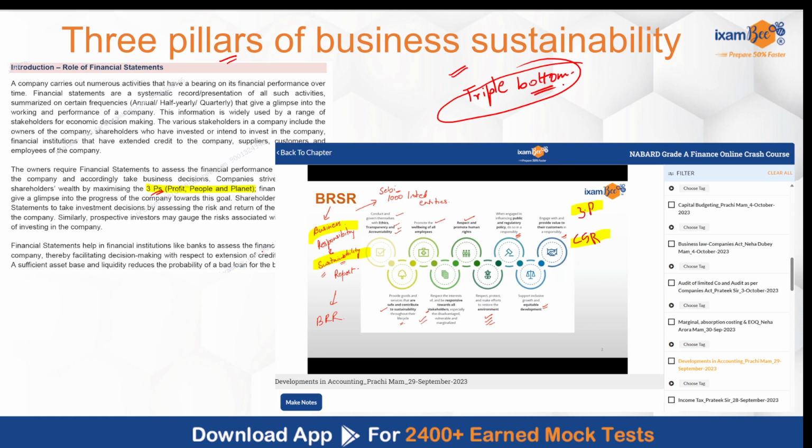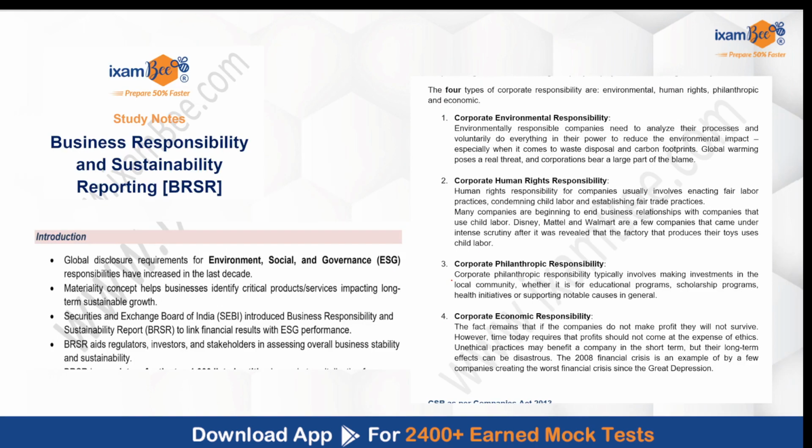This interrelationship, this social responsibility, this thought and concept of triple bottom line has been discussed in different formats by iExamB through its notes, through its live classes, where 3P, CSR, BRSR were interlinked and explained in detail, and other aspects also through corporate responsibility, how environment, philanthropic, and economic benefits and responsibilities are to be taken care of in the ESG model. So students have been able to attempt this by correlating all these aspects.